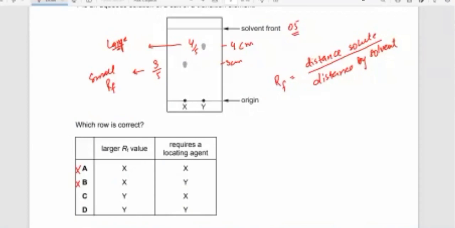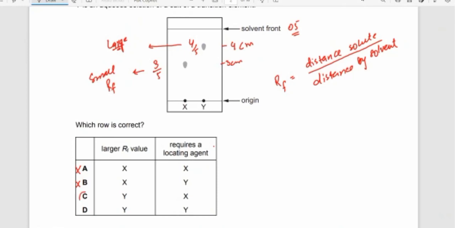It cannot be A, it cannot be B, it will be C or D. Now, requires a locating agent. Why do we need a locating agent? Actually, a locating agent is to visualize the colorless substances which have been separated, but we can't see them. So to visualize them, we spray the locating agent and they become colorful. You must know that transition elements are colored, so we don't need to use a locating agent for them. So which is colorless? X is colorless. So Y and then X.